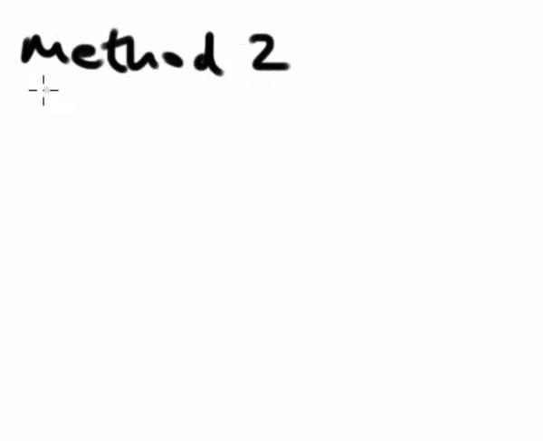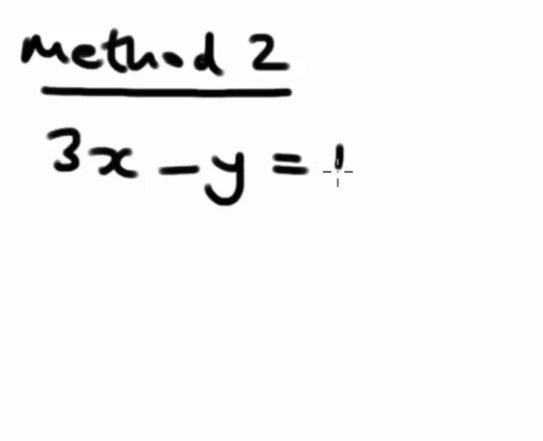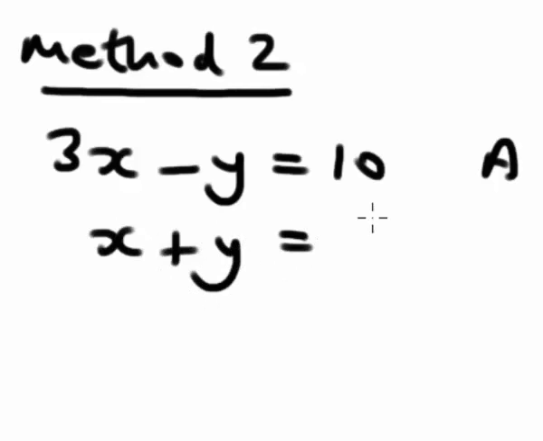So let's have a look at method 2. There are many different options here. The second method says this. Let's label the equations. And that's x plus y is equal to 6. Now, one other way, if I want to eliminate the x's, all I need to do is make the terms in x the same, but they must have different signs.